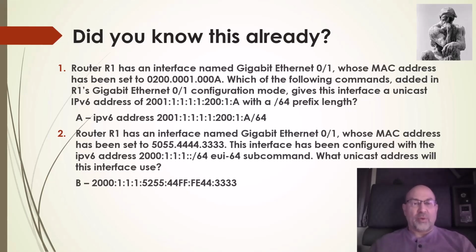Question number 2, Router 1 has an interface named G0/1, whose MAC address has been set. The interface has been configured with an IPv6 address with the eui-64 subcommand. What unicast address will the interface use? Well, this is your understanding of the conversion, right? So we just stick FFFE right in the middle, and then we flip the 7th bit. So it's 52, 55, 44, and so on.